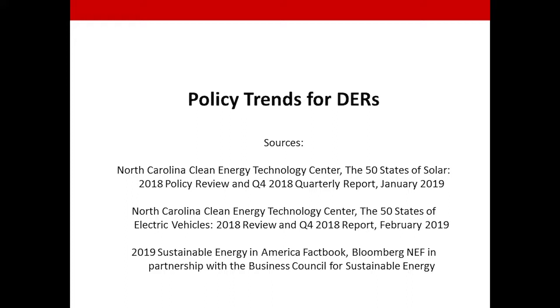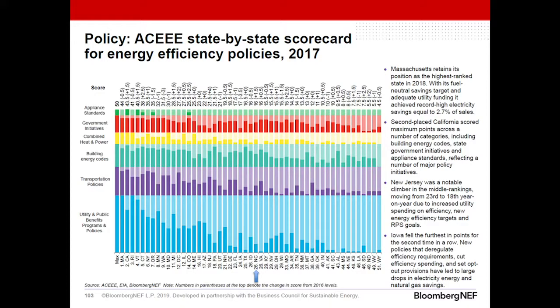So from a policy standpoint, we touched on energy efficiency and some of the elements of that in our drawings at the table. This is ACEEE's state-by-state scorecard, and you can see the arrow down at the bottom there. North Carolina is 26 out of 50 states in terms of the ACEEE efficiency scorecard.